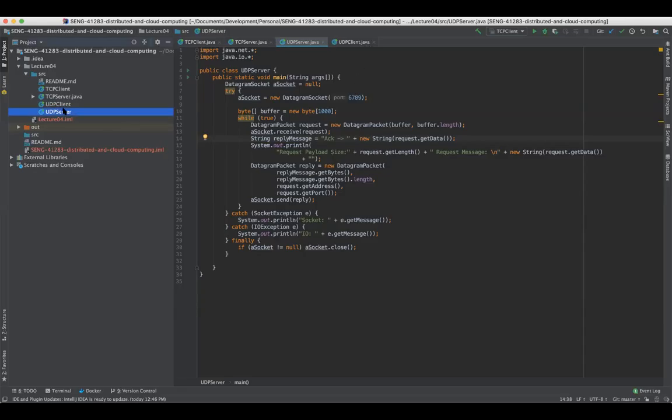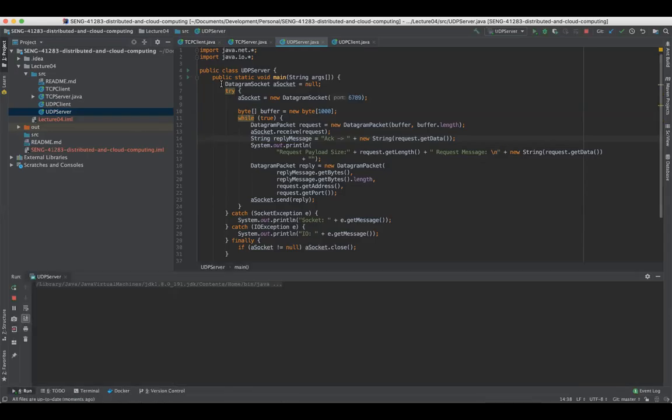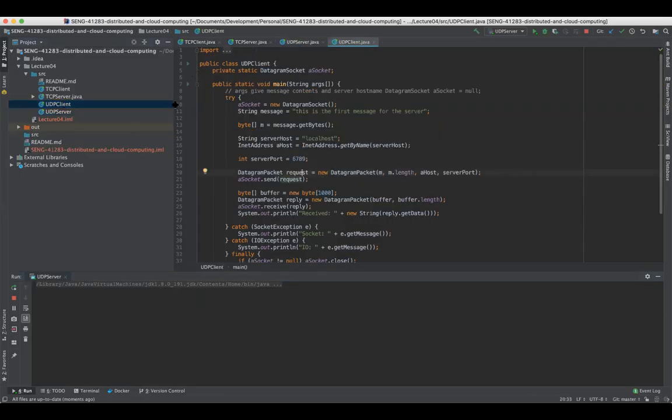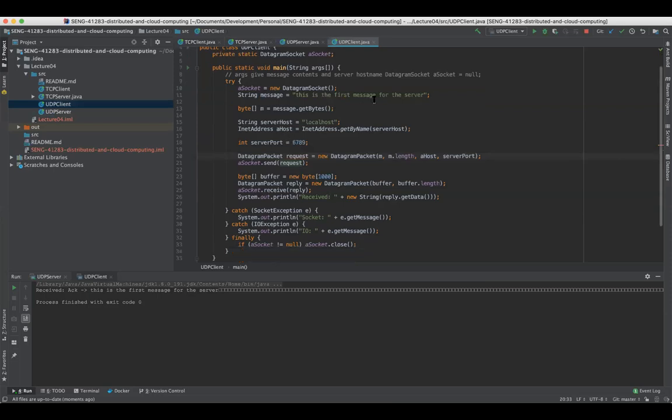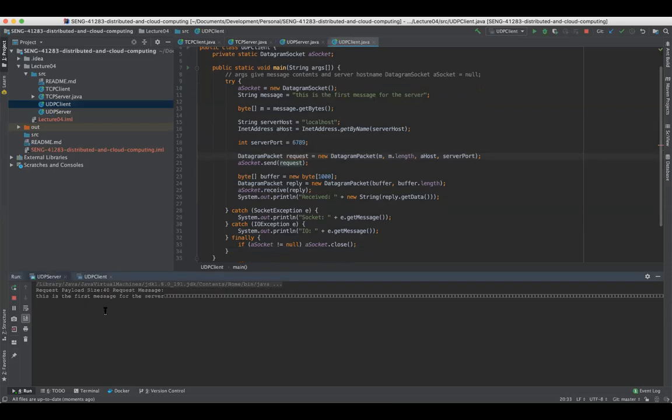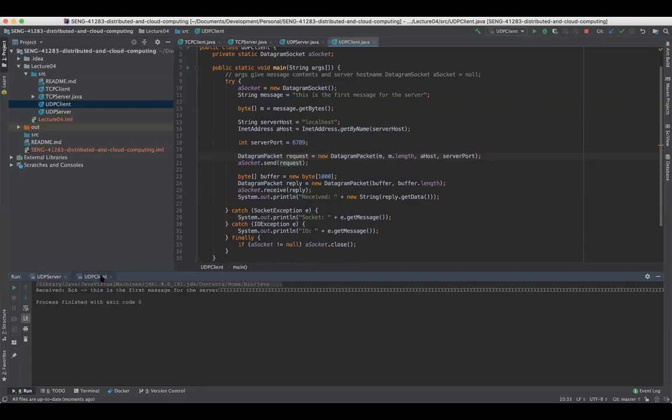So I can execute that. First I need to start the server. Then I'm going to start the client. So basically I send the first message to the server. It has received it, and the size is 40. And since I purposely send an acknowledgement, the client received the acknowledgement here.